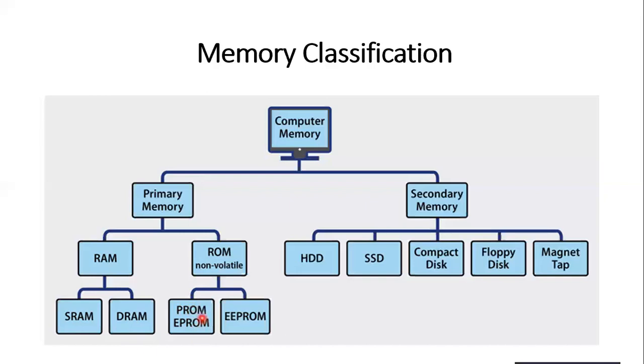Then the next one is EPROM, erasable programmable read-only memory. Erasable means we can alter the content. In PROM we cannot alter the content, whereas in EPROM we can. This memory stores bits by charging the floating gates of the FET. The information is stored using a PROM programmer, which applies high voltage to charge the gates.